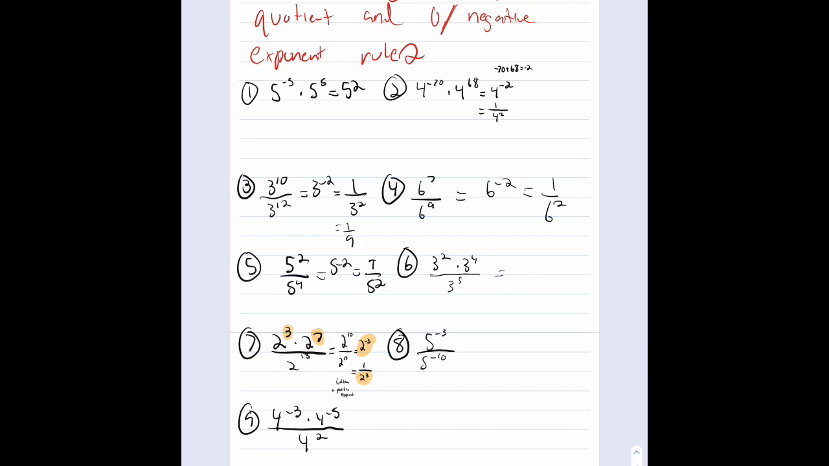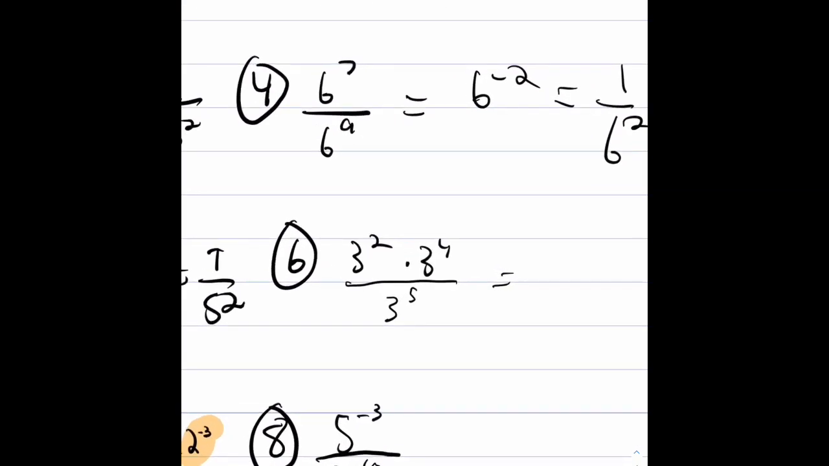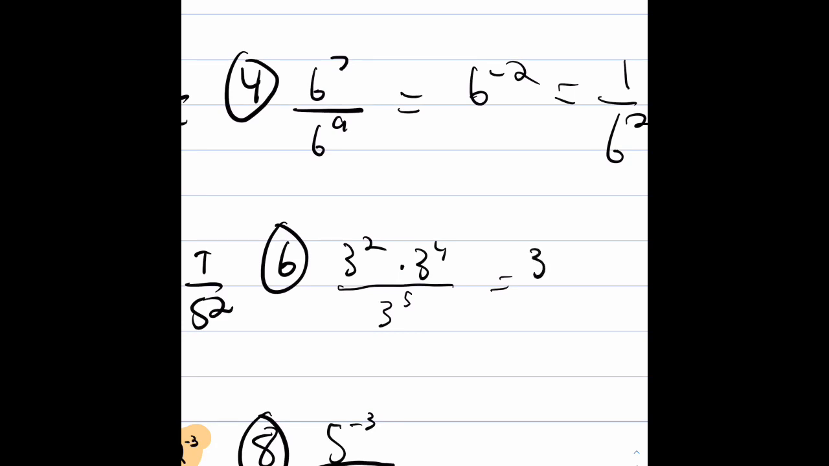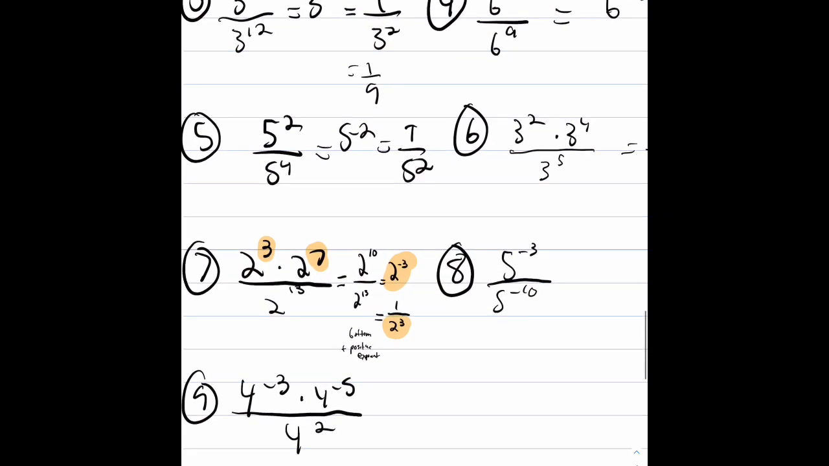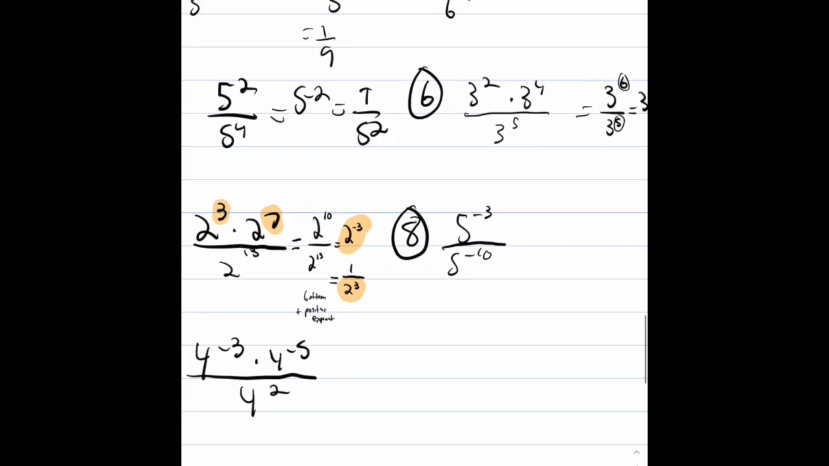This one here, you're going to use the product rule and the quotient rule. So we're going to get 3 to the 6th over 3 to the 5th, and that just equals 3 to the 1 when you subtract these exponents, and 3 to the 1 really just equals 3, if you want to be even more simple. All right, the trickiest ones here, 8 and 9.